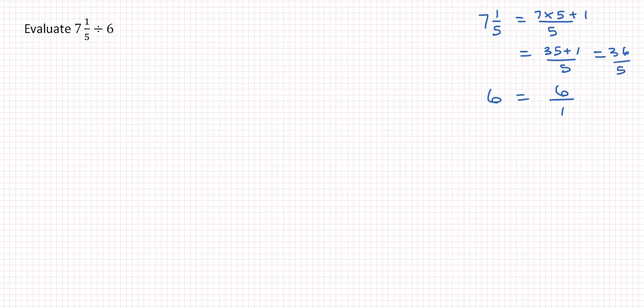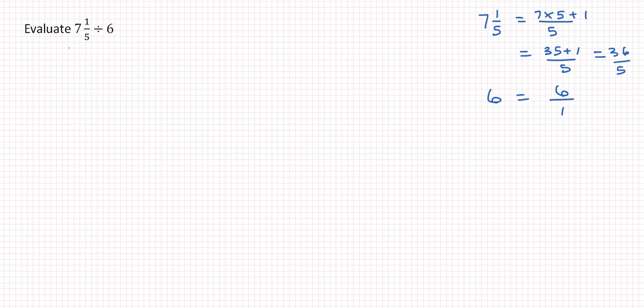The next example is evaluate 7 and 1/5 divided by 6. Our first step is to convert 7 and 1/5 to an improper fraction. So 7 and 1/5 is going to give us 7 multiplied by 5 plus 1 over 5, which is 35 plus 1 over 5, which is going to give us 36 over 5. And then 6, we're going to convert to an improper fraction with 1 as its denominator. So that's what we have, 6 over 1.